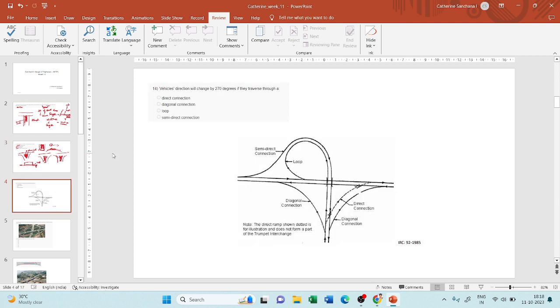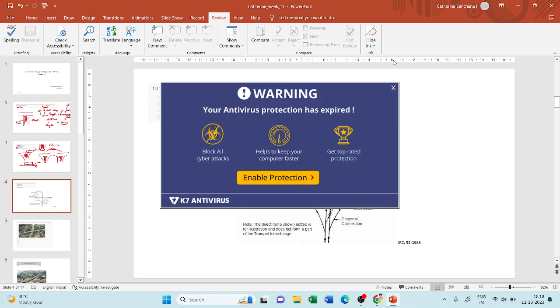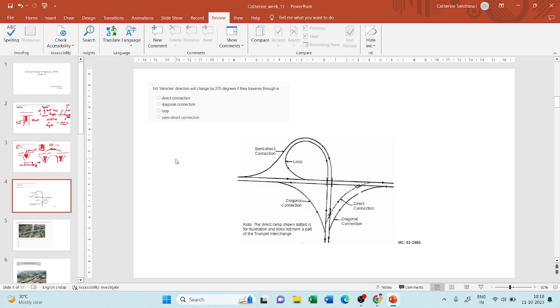Moving on to the next question. Yeah, so vehicle's direction will change by 270 degrees if they traverse through a what? So first let us understand under what context this question is being asked. So this is asked for an interchange with ramps.